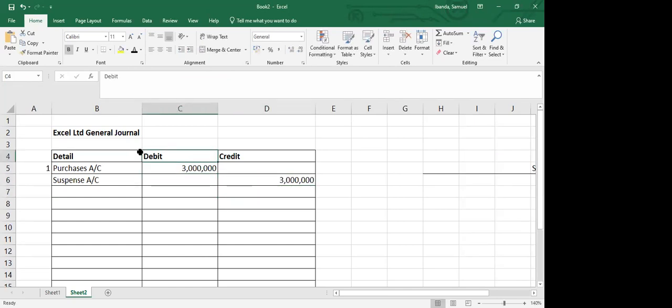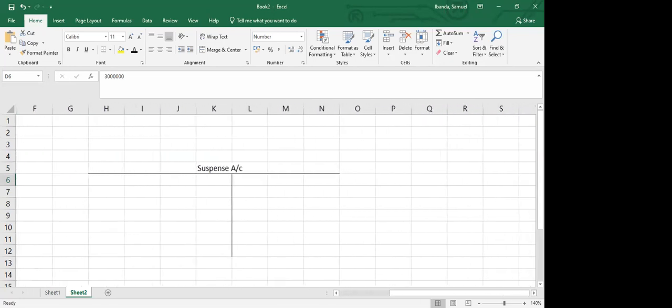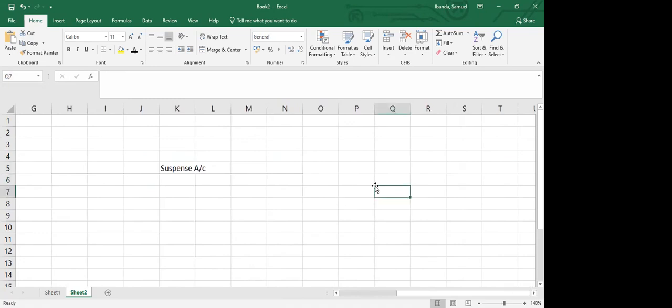Somebody will ask, why are you debiting your purchases? I'm debiting my purchases because purchases have a normal debit balance. If the error that I've been given, they're telling me that they were undercast by 3 million, it means I have to increase them. It means I have to increase my purchases. So as I increase my purchases, I'll complete my double entry by crediting my suspense account. Somebody would also ask, why are we crediting the suspense account? Why are we not debiting the suspense account? I want just to give you a demonstration here.